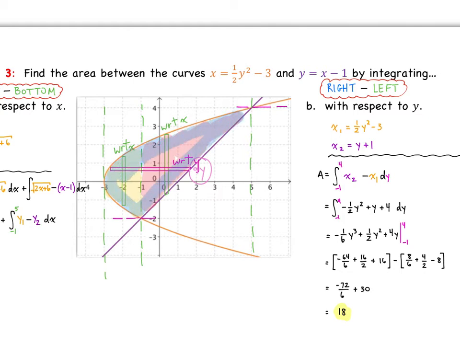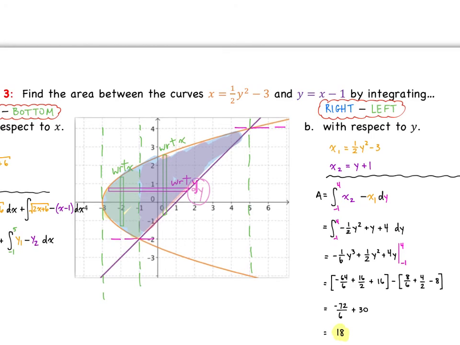We don't need to break it up like we did when it was with respect to x. So this time, our limits of integration are focusing on the y values. We're going from when y equals -2 to +4. So that should say -2. I apologize about that. -2 to +4, okay? So as we do this, we have our purple minus our orange, all right?